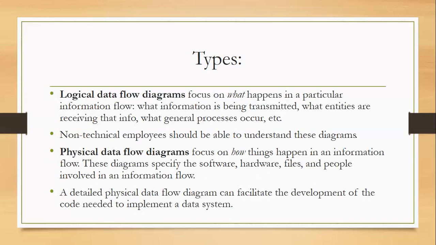Next is the physical data flow diagram. This is completely a technical part, because it covers how things will happen. The software we will use, the hardware we will use, what the files are, where all these files are, how they are correlated, what the information flow is, and how the information will flow from one module to another module. All this detailed information will be covered in the physical data flow diagram. So a non-technical person or employee will not be able to understand this, because this is the core of technical knowledge. So these are the types of data flow diagram.